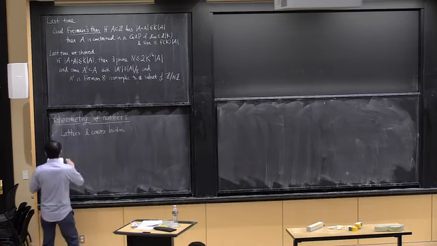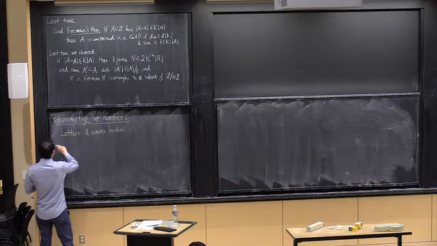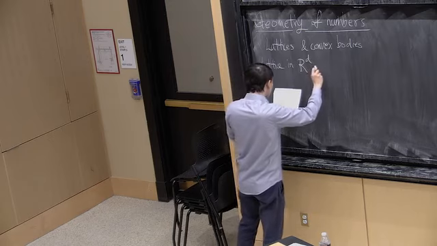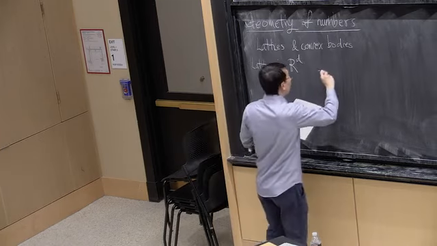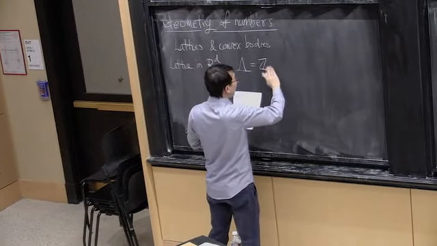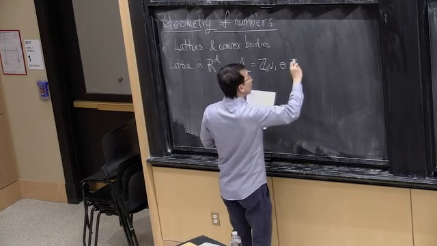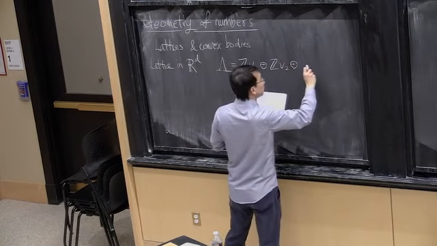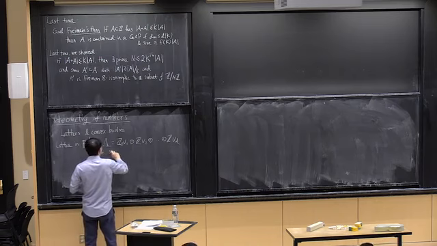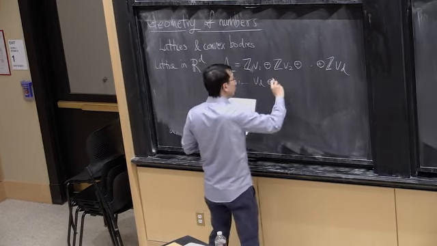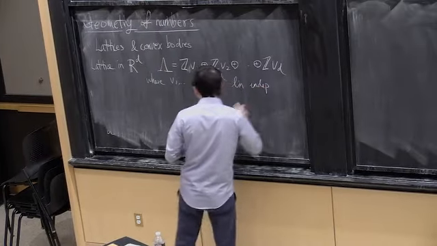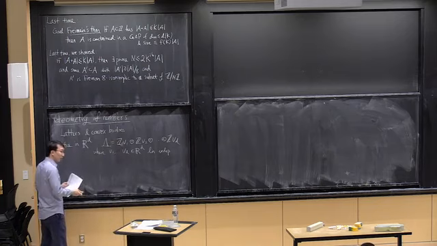So first, what is a lattice? Let me give you the following definition of a lattice in R to the d. It is a structure, a group if you will, spanned as an integer span of d independent vectors. So I start with v1 through vd, vectors that are linearly independent, and I look at their integer span. I think this is best explained with a picture.